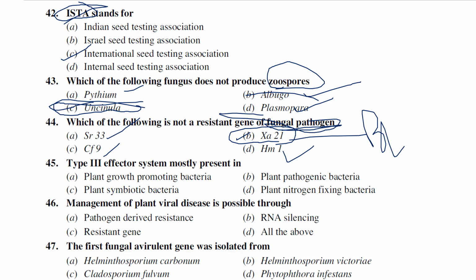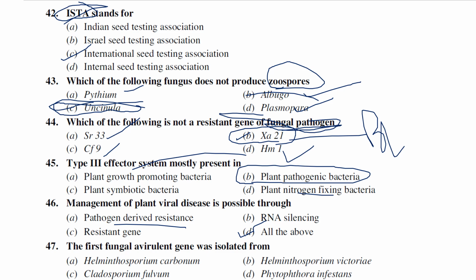So they are asking which is mostly present in plant growth promoting bacteria, plant symbiotic bacteria, nitrogen fixing bacteria. Generally, type 3 secretion systems are mostly present in plant pathogenic bacteria. The toxin producing, virulent, disease causing plant pathogenic bacteria must have this type 3 secretion system. Management of plant viral disease is possible mainly through pathogen derived resistance, RNA silencing resistance. All the means in the above given options can achieve management of plant viral diseases.